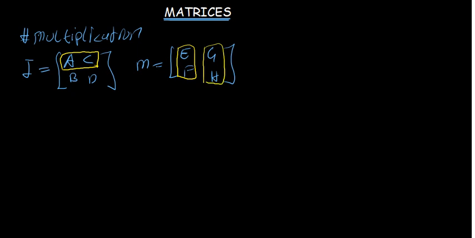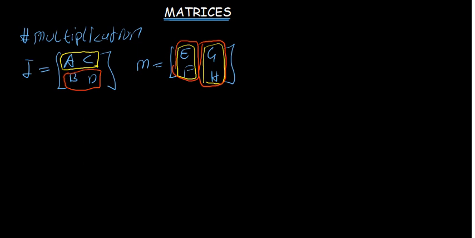Then you come to the second row. For this second row, to find the answers, you have to multiply it by the first column. And this second row again, multiply it with the second column. Then you're going to get your answer.